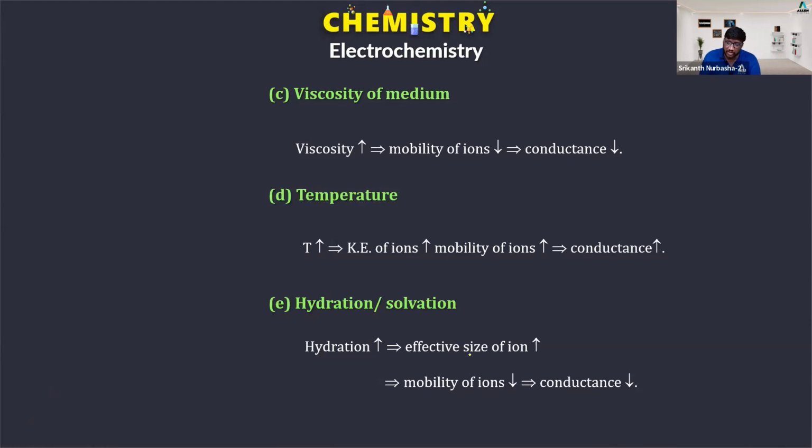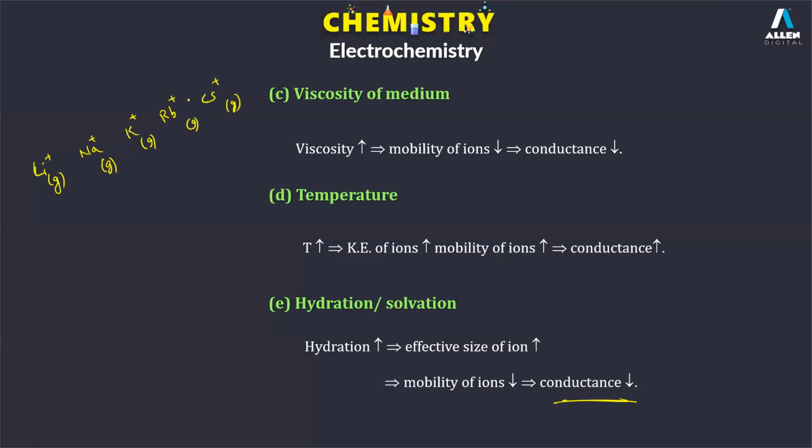Hydration or solvation: hydration increase means effective size of ion increases, so mobility of ions will be decreasing, so conductance will be decreasing. Take Li plus, Na plus, K plus, Rb plus, Cs plus, all as gaseous ions. What is the conductance order? Is Cs plus greater, or Rb plus greater, or K plus, or Na plus, or Li plus greater? I am talking about the gaseous scenario. Gaseous means no hydration.